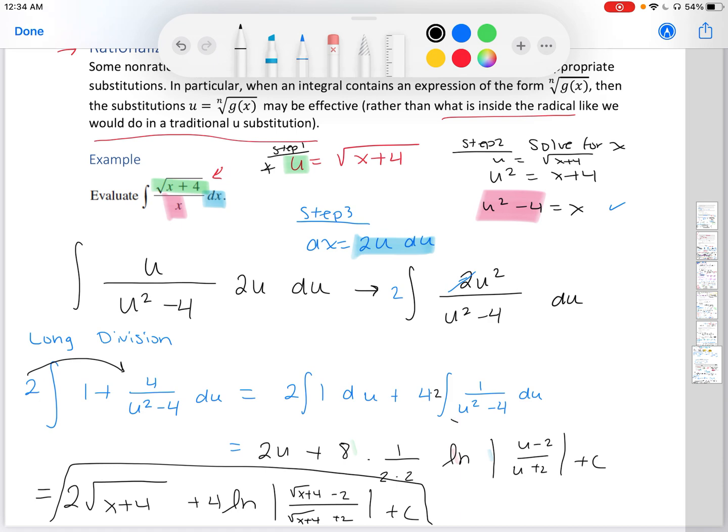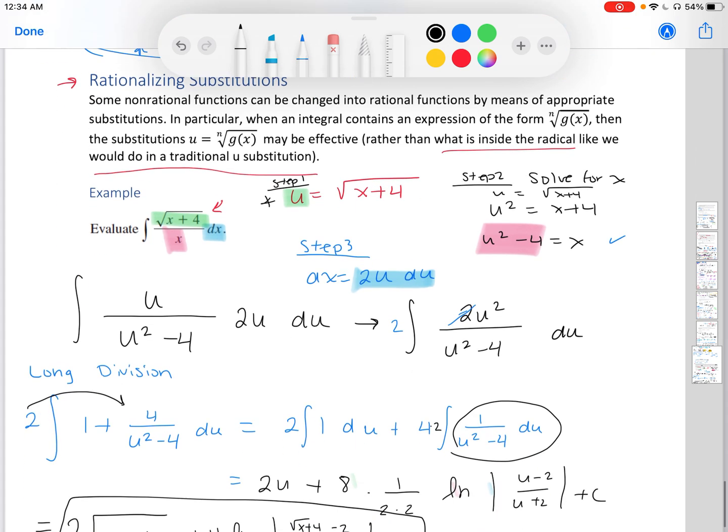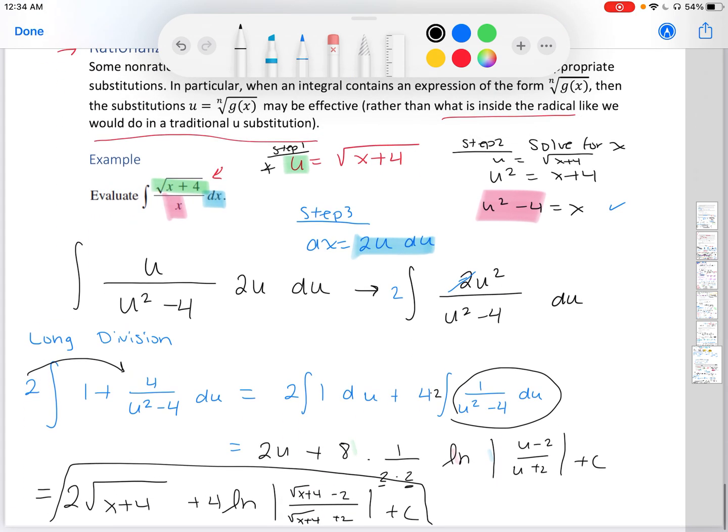And again, what we did here was we used this integration identity right here. So 2 times your a, that's where we have that 2 times 2. 2 times our a is 2.